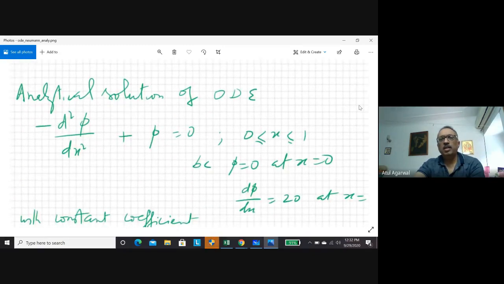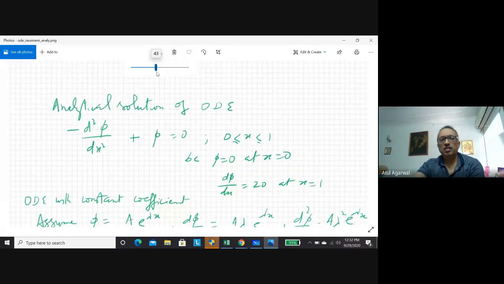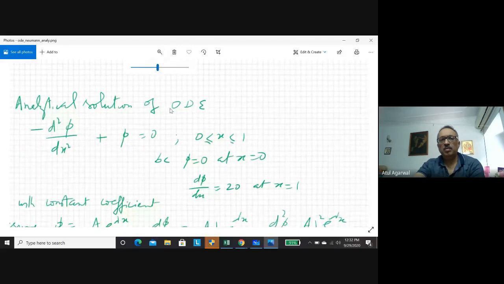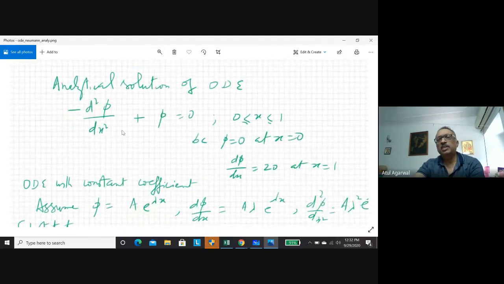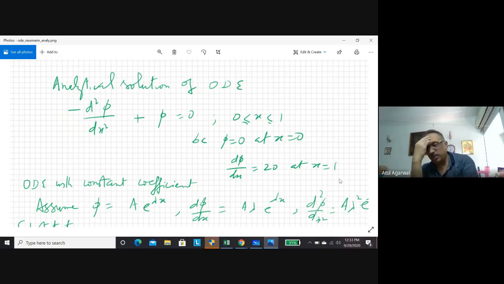So I had taken another situation where we have this as a differential equation, an ordinary differential equation. This is the domain, and the boundary condition at x equal to 0 is 0. And at the other end, the boundary condition is the derivative of phi is 20 at x equal to 1. So you see, there are two different boundary conditions here. One gives you the value of function phi, another gives you its derivative.